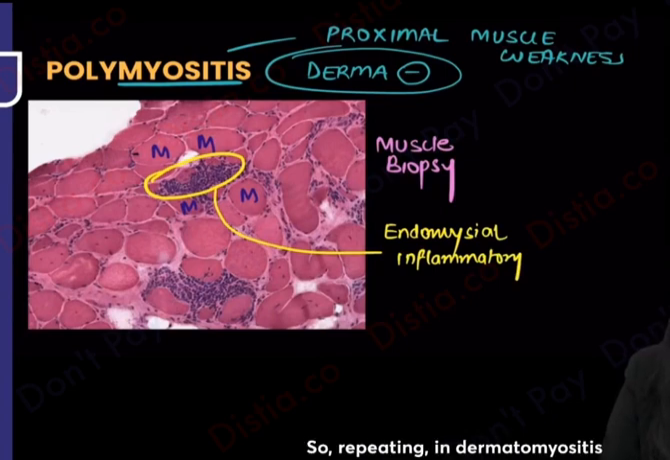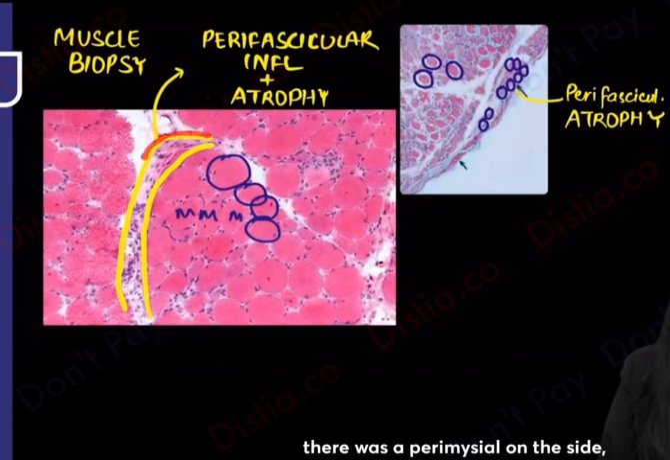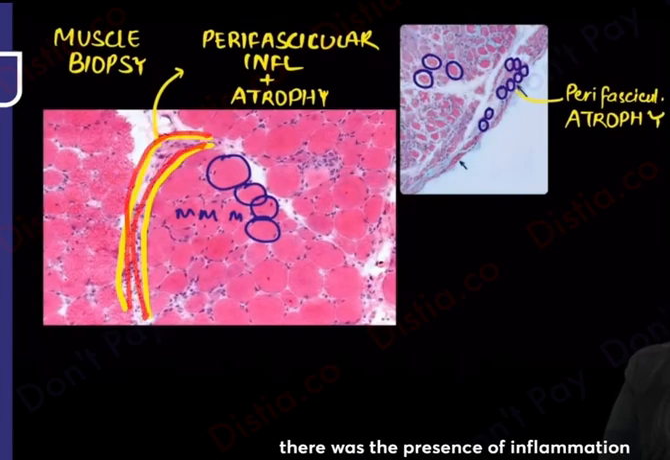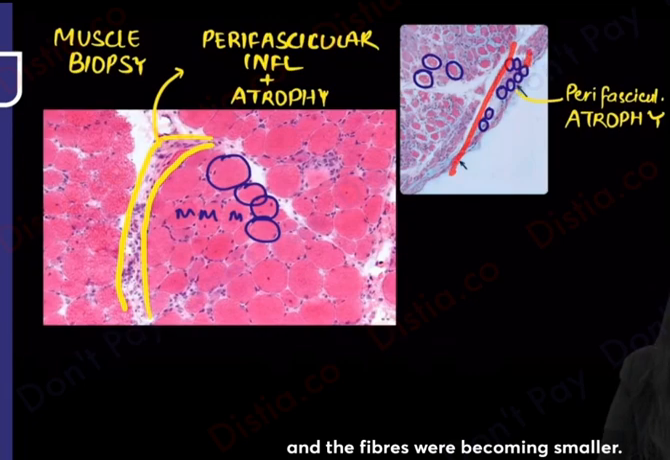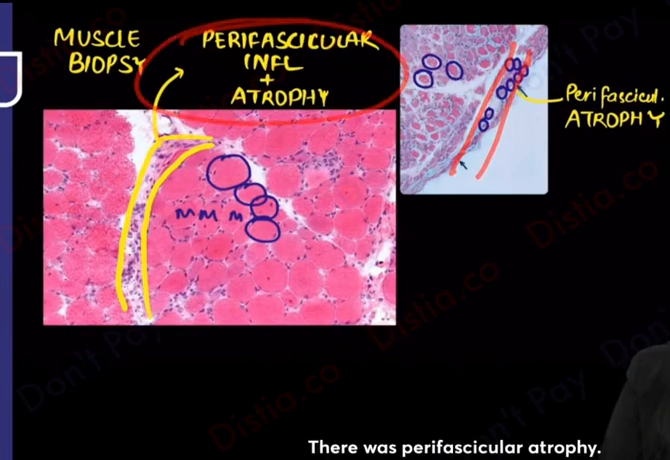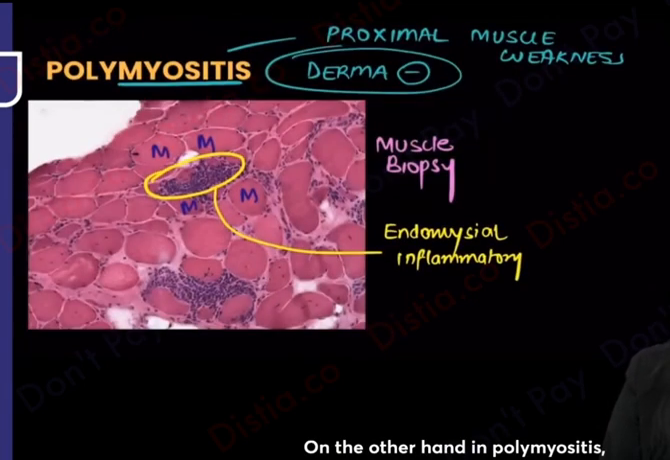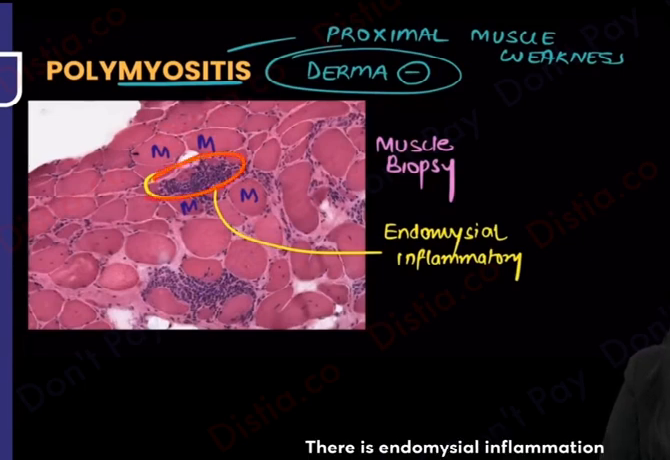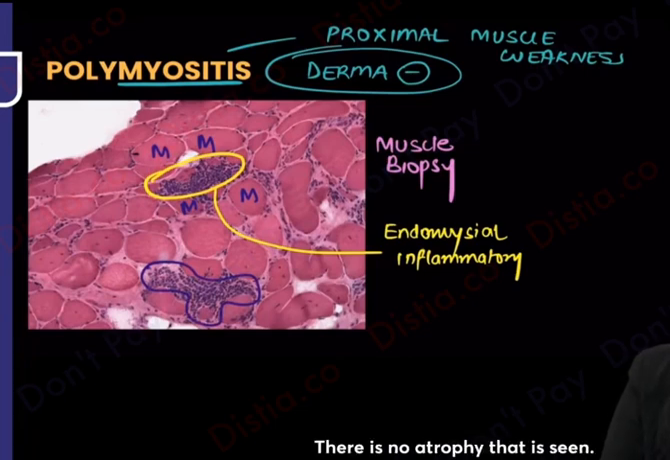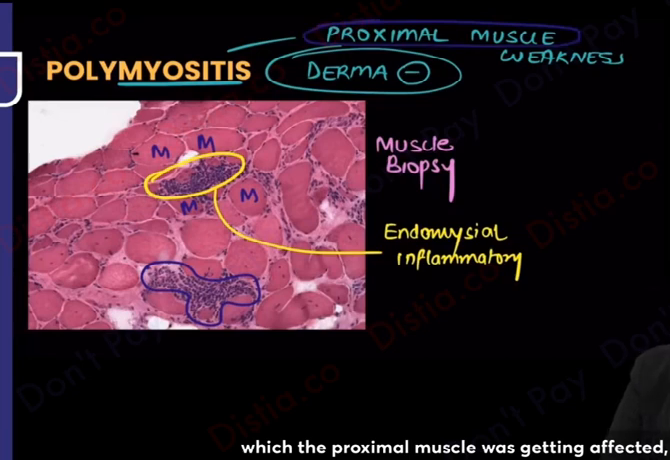So repeating, in dermatomyositis, there was perimysial inflammation on the side and the fibers were becoming smaller. There was perifascicular atrophy. On the other hand, in polymyositis, you've gone inside. There is endomysial inflammation, like you see over here also. There is endomysial inflammation that is noted. There is no atrophy that is seen. We've done two myositis in which the proximal muscle was getting affected, polymyositis and dermatomyositis.